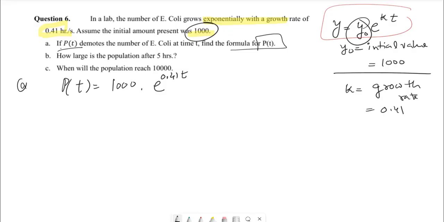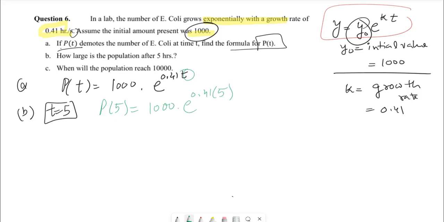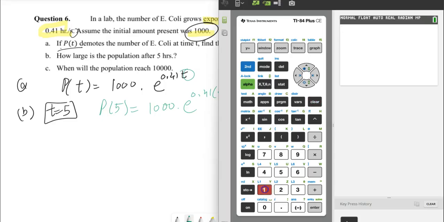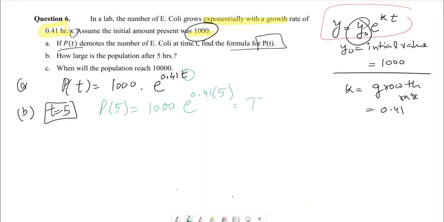How large is the population after 5 hours? So now you have to fill in t equal to 5. They are asking you to find the population function at 5. All you have to do is replace t by 5: 1000 times e to the power 0.41 times 5. You can easily find that by putting it in the calculator. 1000 times e raised to the power 0.41 times 5 gives 7767 point something, so we can round off here.